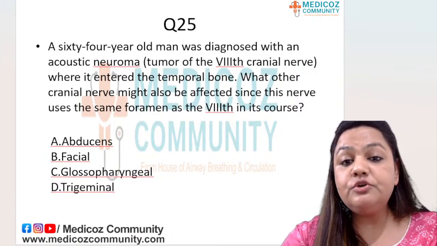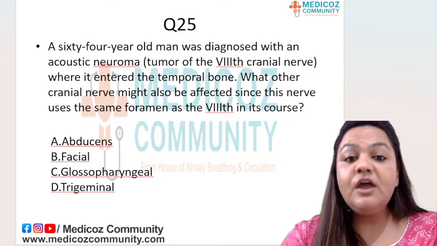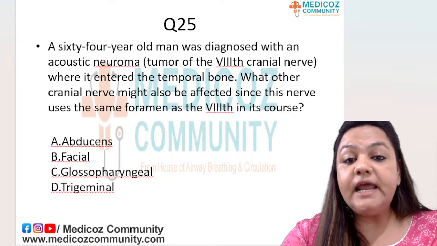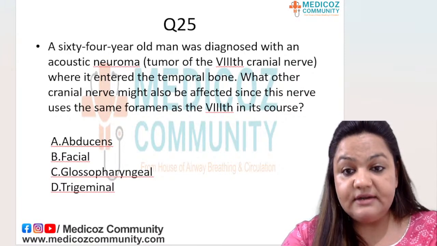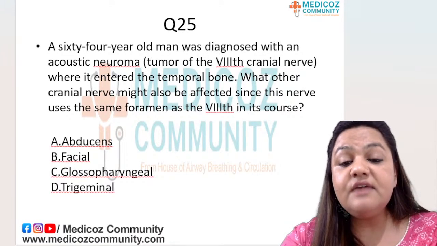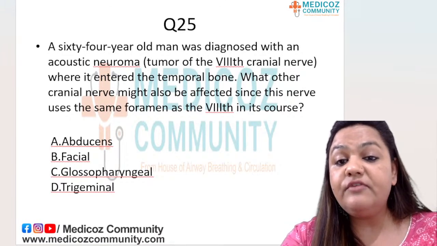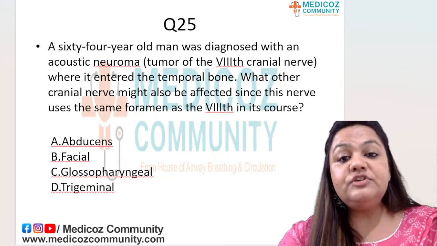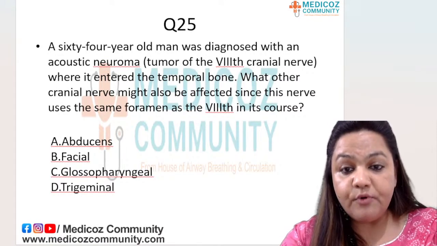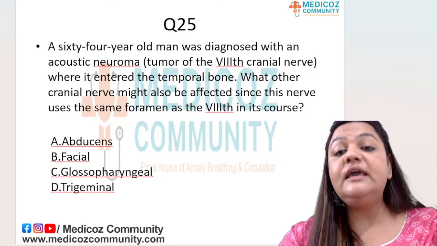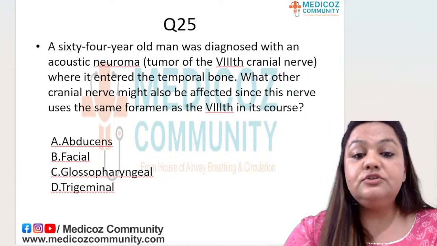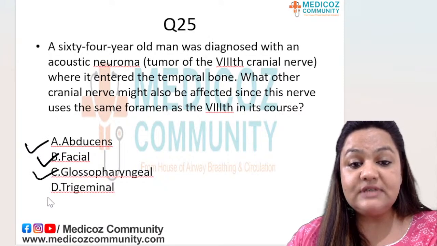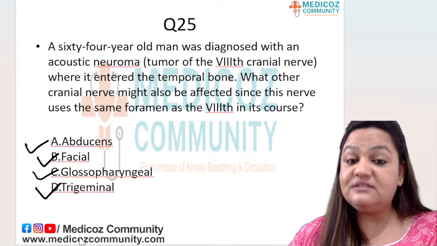So what is an acoustic neuroma? It is a tumor of the 8th cranial nerve where it enters the temporal bone. What other cranial nerve might also be affected, since this nerve uses the same foramen as the 8th nerve in its course? So we just need to find the cranial nerve which enters the temporal bone along with the 8th cranial nerve. The options are: A, abducent nerve; B, facial; C, glossopharyngeal; and D, trigeminal.